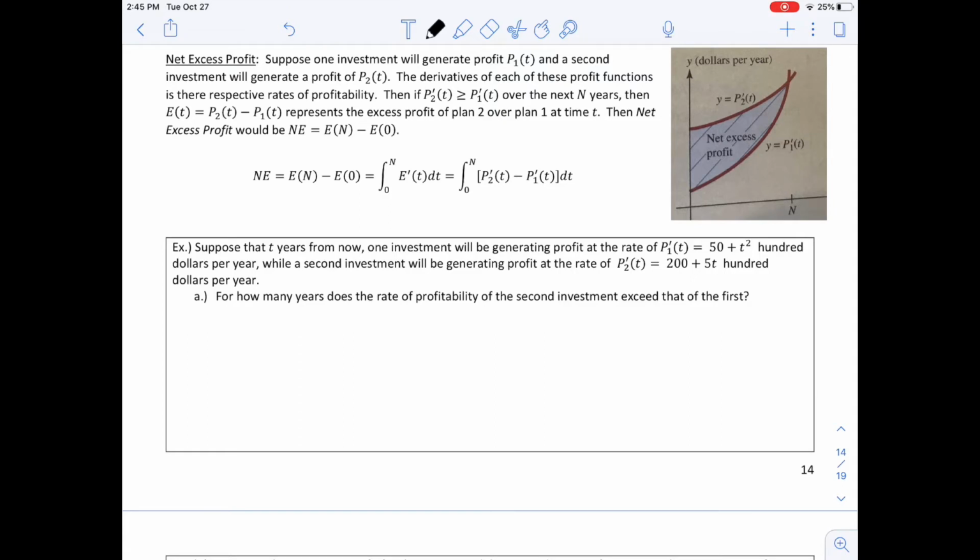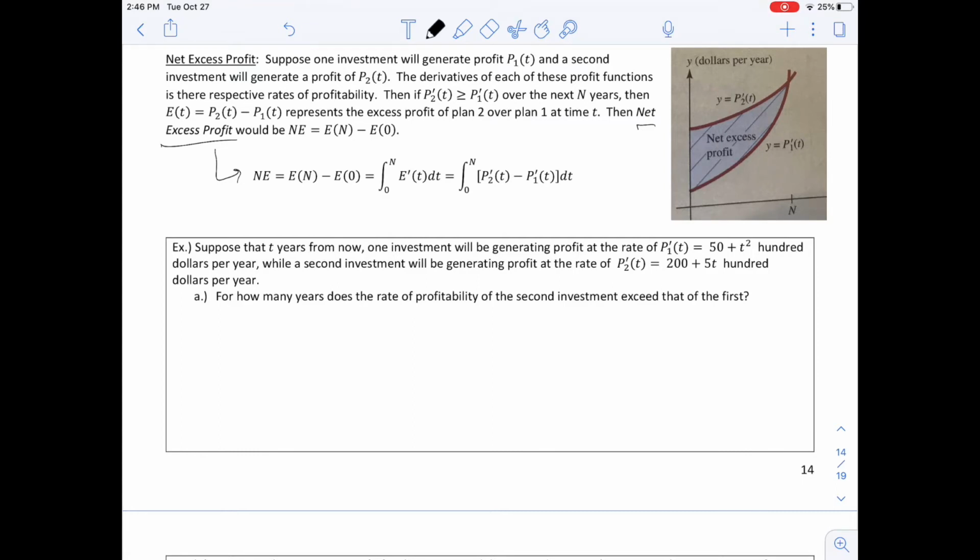And so to calculate NE, or our net excess profit, we have an equation right here, which is going to be an integral going from 0 to n, for the years that we have, of E prime of t dt, or again taking that of each of those plans individually and subtracting the second plan over the first.